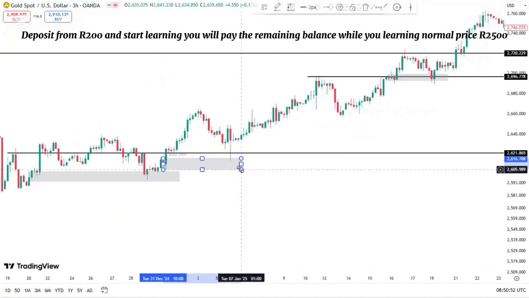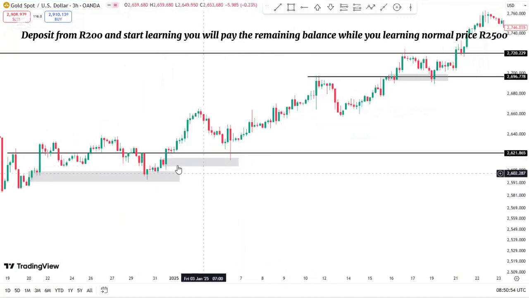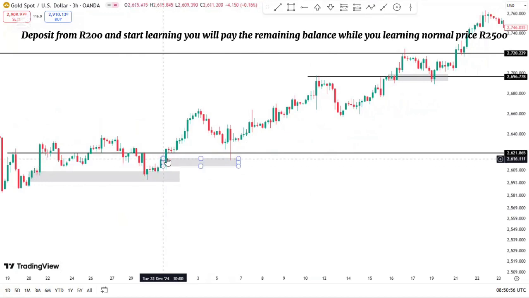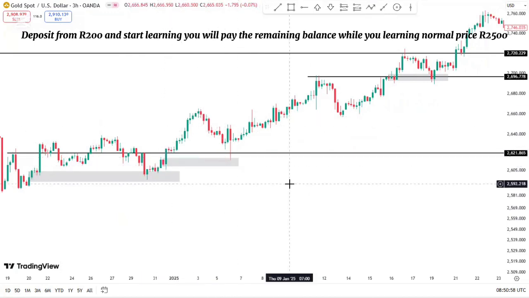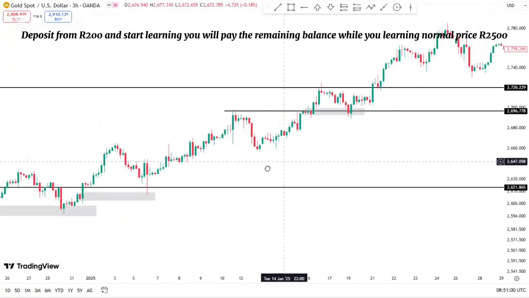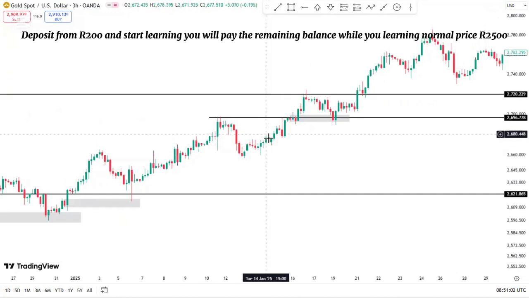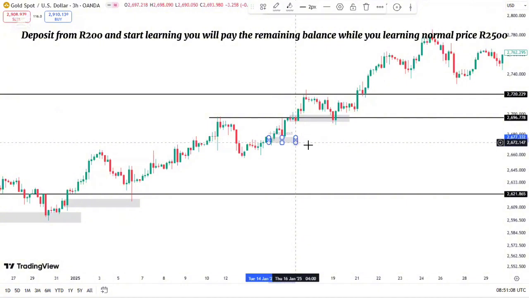Look at this. A continuation pattern appears now on our time frame. It's a rally base rally. The market came back. Your job here is to wait. Here is your rally, here is your base, here is your rally. It's visible. You just highlight the base and wait for the market to trade the base.